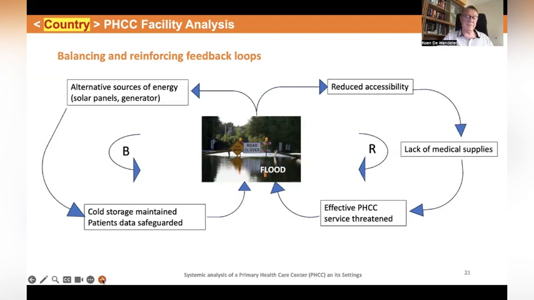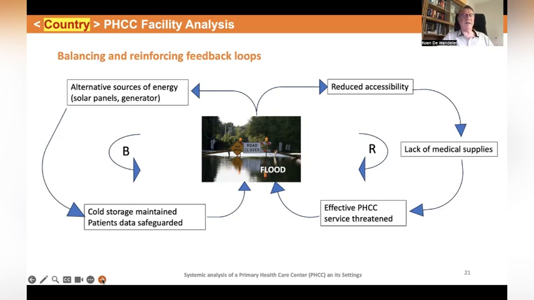And on the other hand, if the primary healthcare center disposes of alternative sources of energy, solar panels, a generator, wind energy, that can ensure that the cold storage is maintained, that the computer where the data of the patients is kept is still running and safeguarded. That, of course, is a balancing loop.